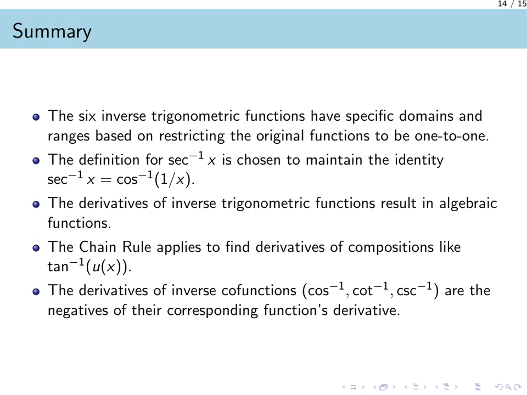When we need to find derivatives, our new formulas work directly with the chain rule to handle compositions, such as the arctangent of a function u of x. Finally, a very helpful pattern is that the derivatives of the inverse cofunctions, like arccosine, are simply the negatives of the derivatives of their counterparts, like arcsine. These principles provide a complete toolkit for differentiating all 6 inverse trigonometric functions.